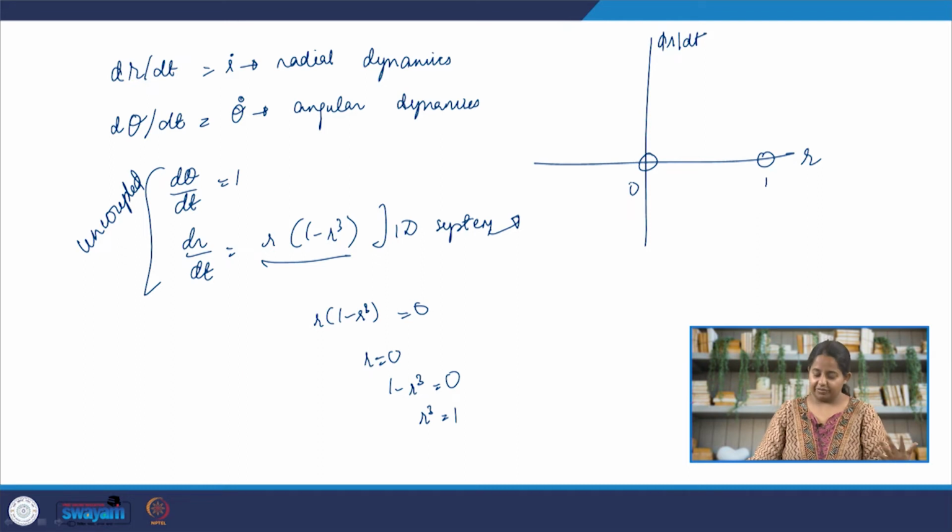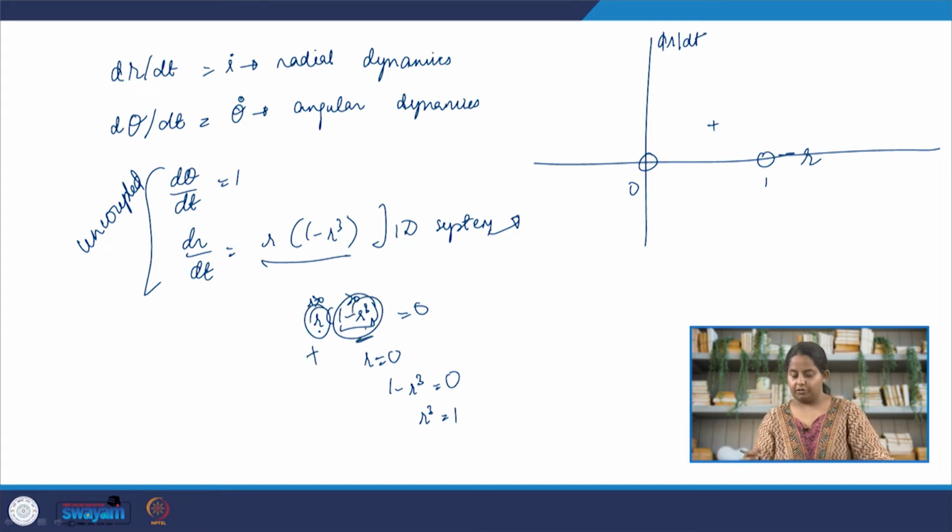And now to draw the phase portrait, we need to find out what is the sign. Between 0 and 1, r is going to be positive, because r is between 0 and 1, and 1 minus r cube, since r is less than 1, is also going to be positive. So dr by dt is going to be positive. So here it is positive. Now beyond 1, when r is more than 1, r is going to be positive, but 1 minus r cube is going to be negative. So dr by dt is going to be negative. So what our phase portrait in this instance looks like is something like this. Again, remember these are qualitative phase portraits.